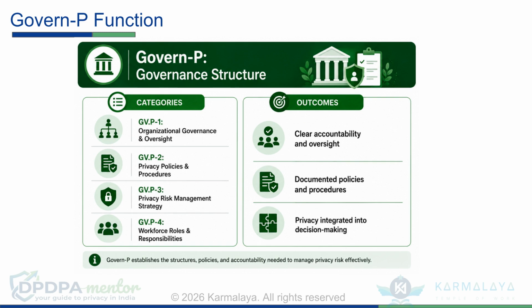Privacy risk management strategy aligns privacy objectives with business goals and risk tolerance. It defines how privacy risks are prioritized, resourced, and escalated. Workforce roles and responsibilities ensures everyone understands their role in managing privacy risk, from product designers implementing privacy by design to customer service teams handling data subject requests.